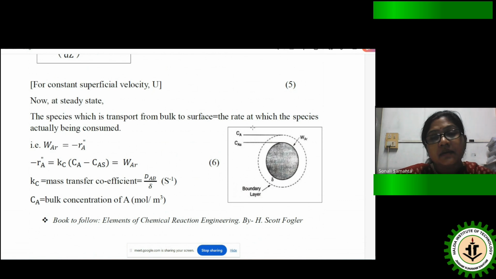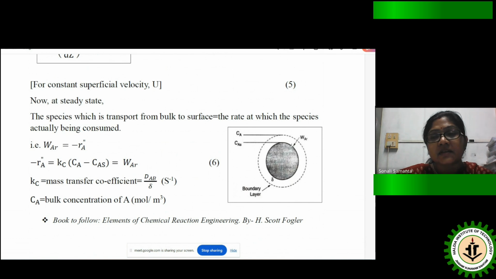Whatever species comes from the bulk gas phase to the surface of the catalyst is considered as the rate of diffusion of species A towards the surface. Whatever species comes to the surface, the surface reaction rate is very, very high. Initially, as I told you, due to the higher temperature, the surface reaction rate is very, very high.